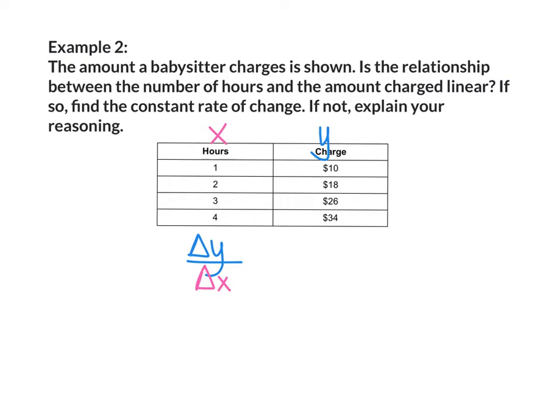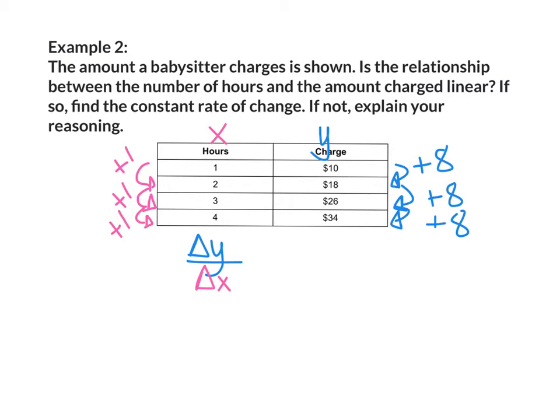So first we're going to start with our y values. From 10 to 18, we're increasing by 8. From 18 to 26, we're increasing by 8. And from 26 to 34, we're increasing by 8. Since we're increasing by 8 on all of them, that means it is constant. Now let's move on to our x values. From 1 to 2, we're increasing by 1. From 2 to 3, we're increasing by 1. From 3 to 4, we're increasing by 1. Since we're increasing by 1 for all of them, it is constant.